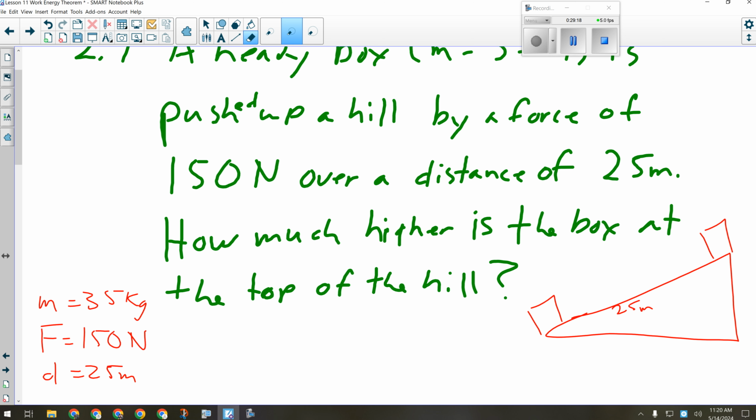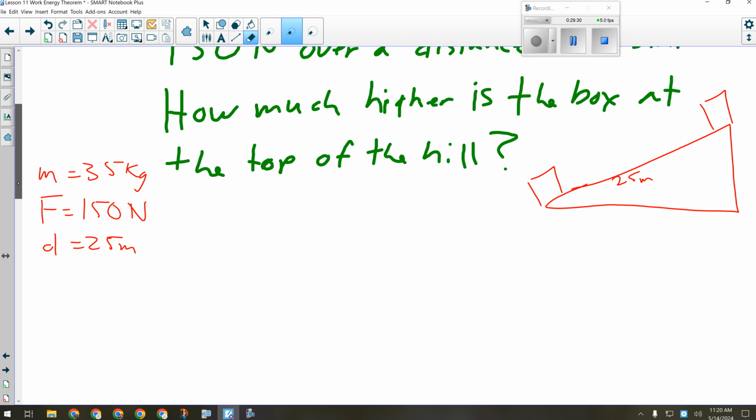Am I doing work? Okay, here's the second part. What kind of energy am I changing about this box? It's potential energy. It is going from the bottom of the hill to the top of the hill, and they want to know how much higher is it than it was at the... where? Where's the reference point here? The ground. Okay, I started at the bottom of the hill.